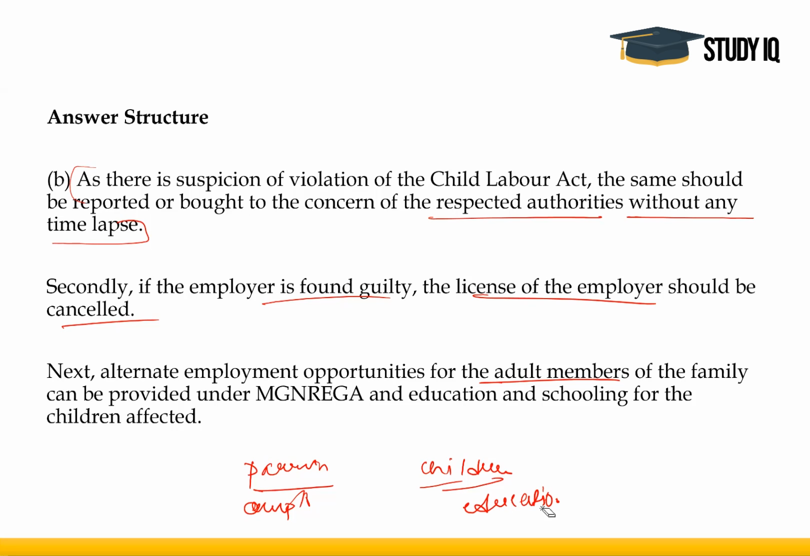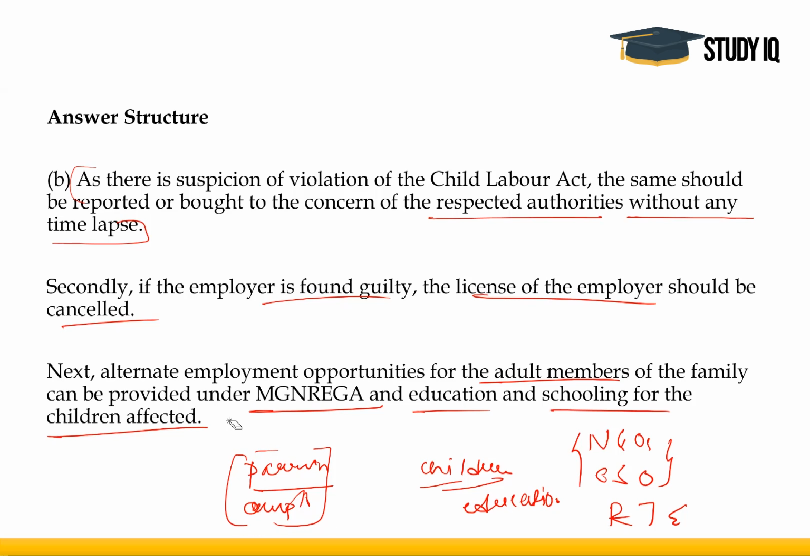I've not mentioned over here. A number of things can be done in this case. What you can do is go to NGOs, okay, civil society organizations who are working in this regard, and you can tell them about so and so town so that they can identify the people and take the provisions of RTE Act to them. For the parents, the MNREGA scheme can be implemented so that they have a proper continuous source of employment for themselves, okay, and education and schooling for the affected children.